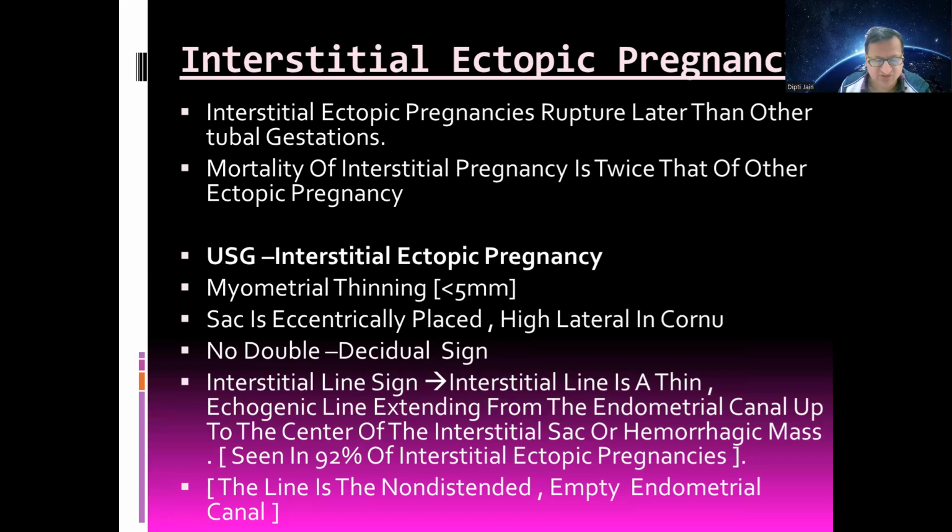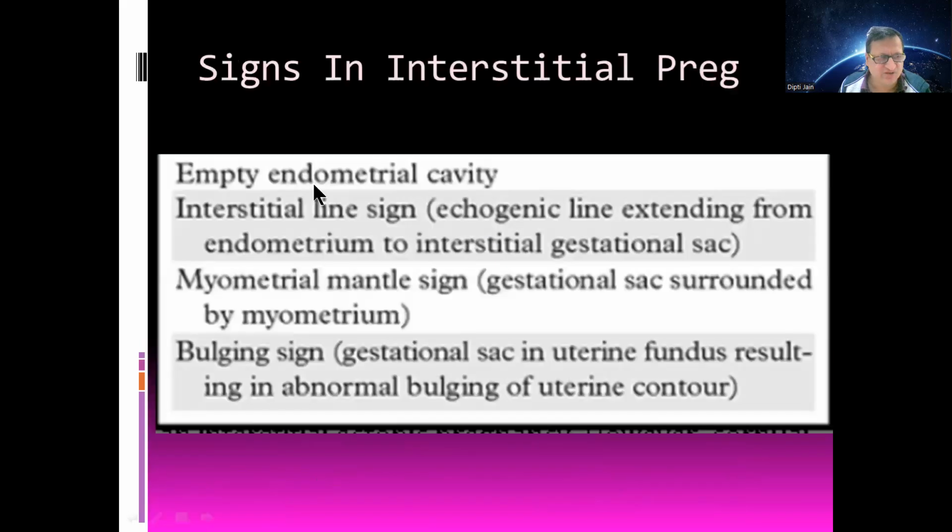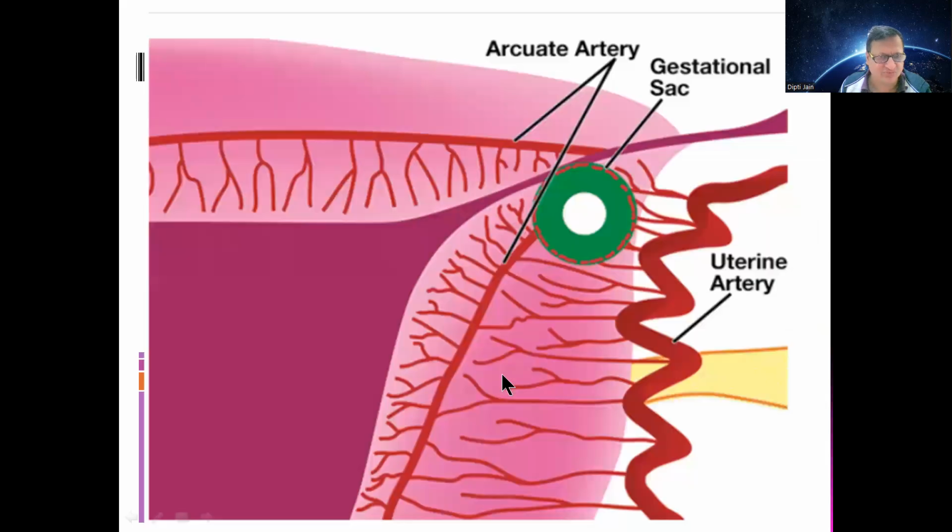Actually, this line is the non-distended empty endometrial canal. So, what are the features? Empty endometrial cavity, interstitial line sign, myometrial mantle sign, that is the gestational sac is surrounded by the myometrium, which is very thin. Then bulging sign, the gestational sac in the uterine fundus resulting in abnormal bulging of the uterine contour.